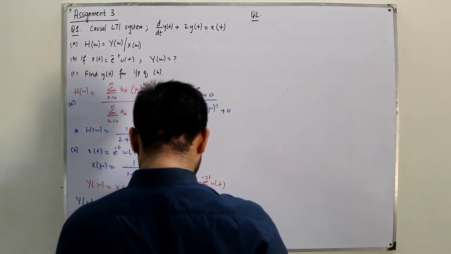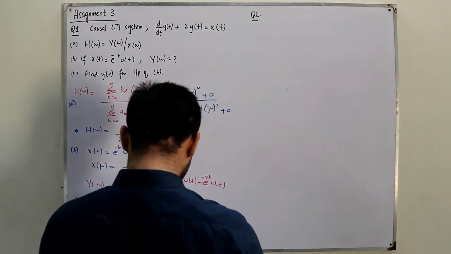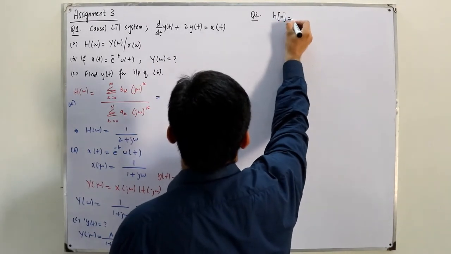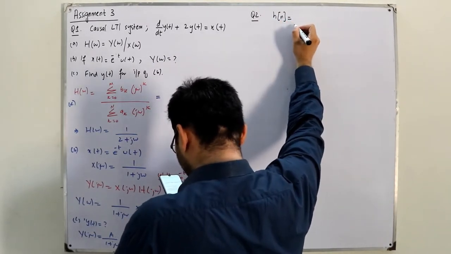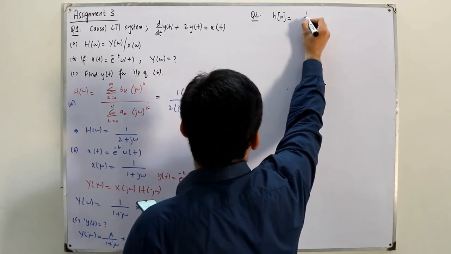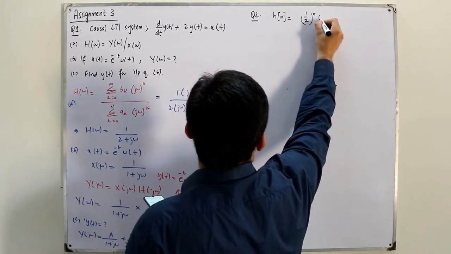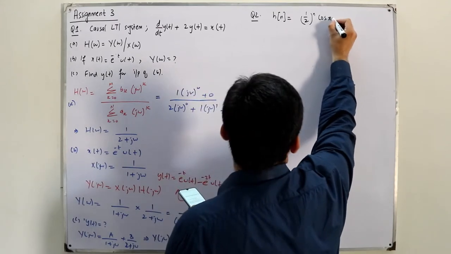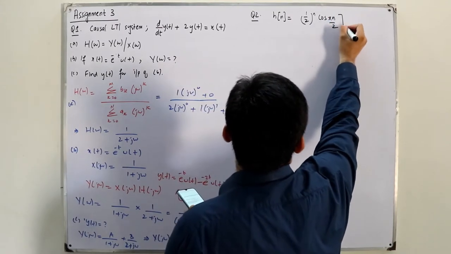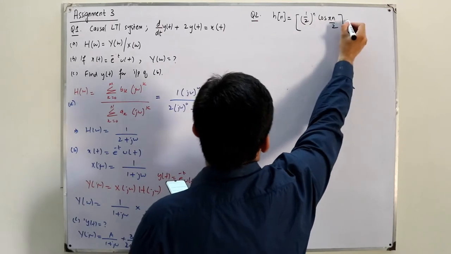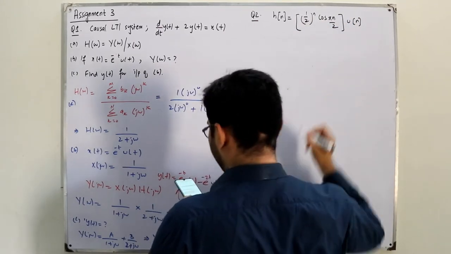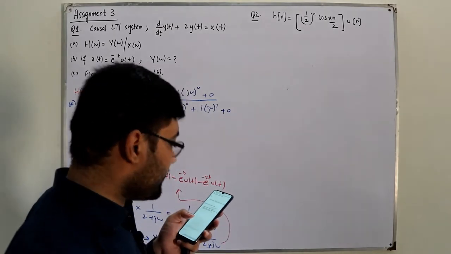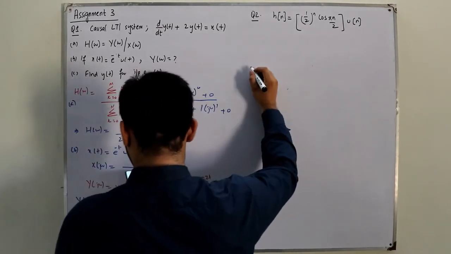Question number 2 is for the discrete time Fourier transform. Consider a system with impulse response h of n, given by 1 over 2 to the power n cos of pi n by 2, and this is then whole multiplied to unit step signal u of n. Determine the system transfer function H of omega. This is part A.